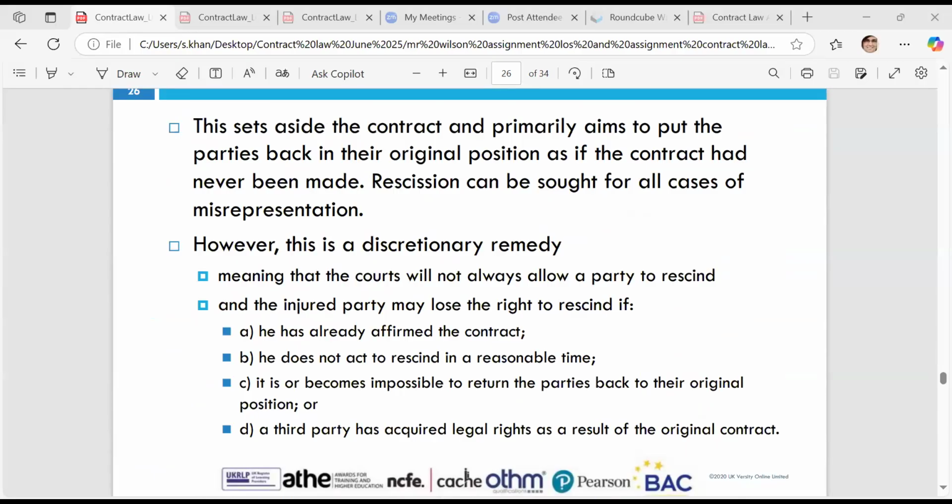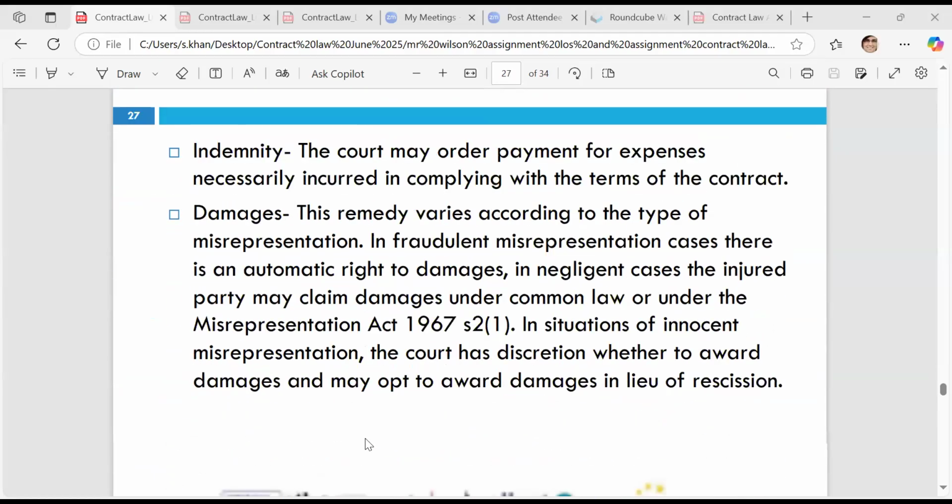Rescission is an equitable remedy which allows a contractual party to cancel the contract. Parties may rescind it if they are victims of factors such as misrepresentation, mistake, duress, or undue influence. Rescission is the unwinding of a transaction. Indemnities are where the court orders payment for expenses incurred in complying with the terms of the contract. And damages as a remedy vary according to the type of misrepresentation, and as I've mentioned before, the type of case as well, because each case is different.